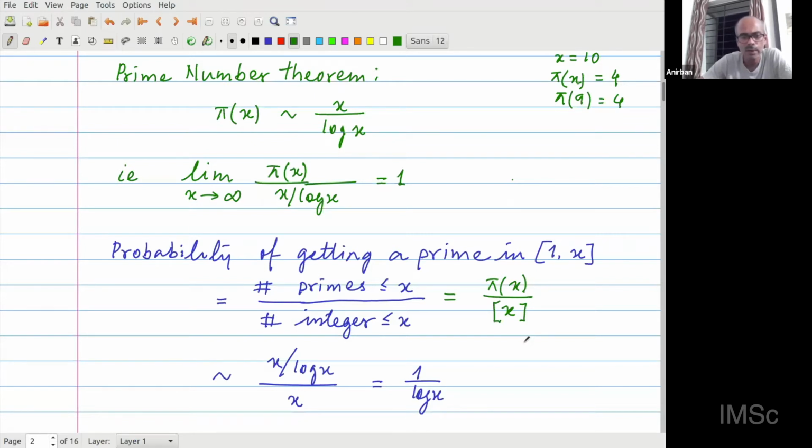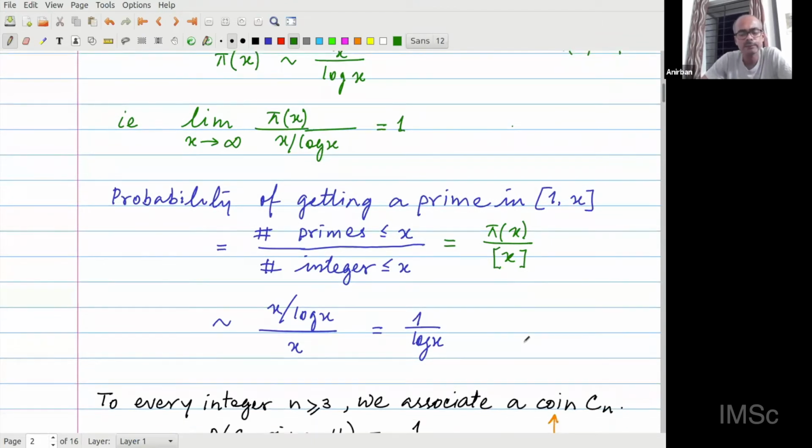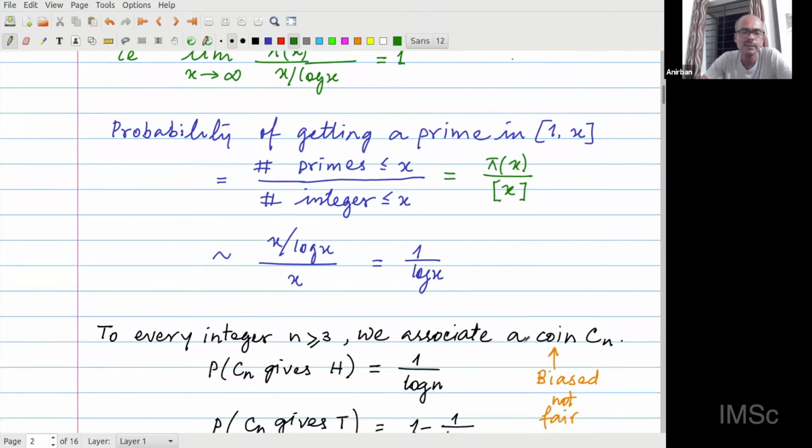So 1 over log x is roughly the probability or the chance of hitting a prime. If we are randomly sampling integers between 1 to x, then the probability of getting a prime is 1 over log x. So we want to make these things precise, of course. Let's try to understand it a little more clearly.